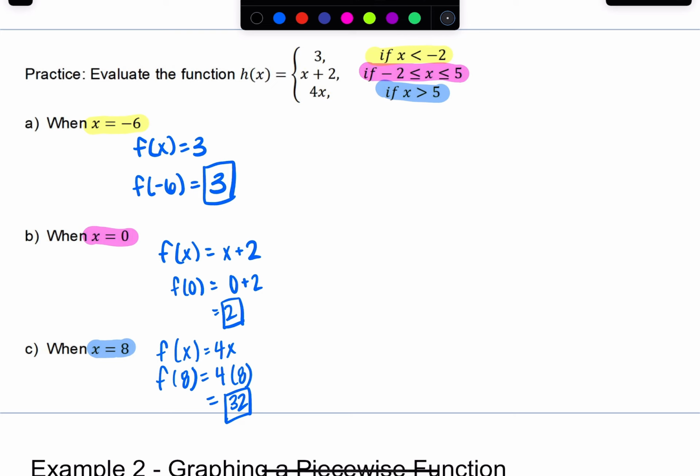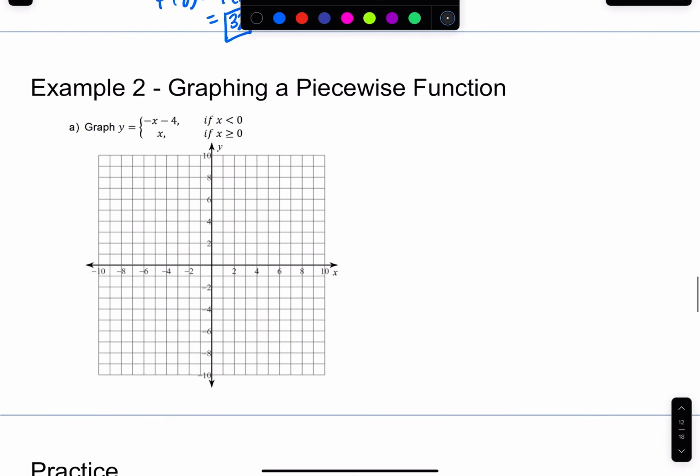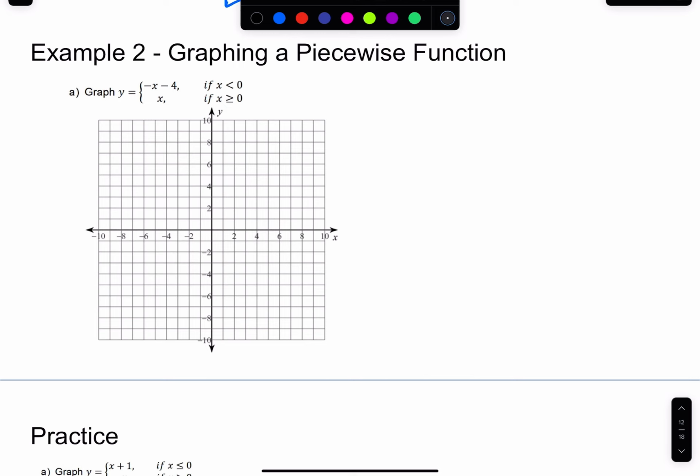All right, so like I said earlier, the next thing that you can do with a piecewise function is graph it. The way that I'm going to graph it is I'm actually going to graph the entire line and then erase the part that I don't need. So we'll start with this first one. Here, I'm not going to use yellow. Use pink. All right, so I'm graphing my line like normal, -x minus 4. So my y-intercept is at -4, and my slope is -1, so I'm going down 1 and right 1.